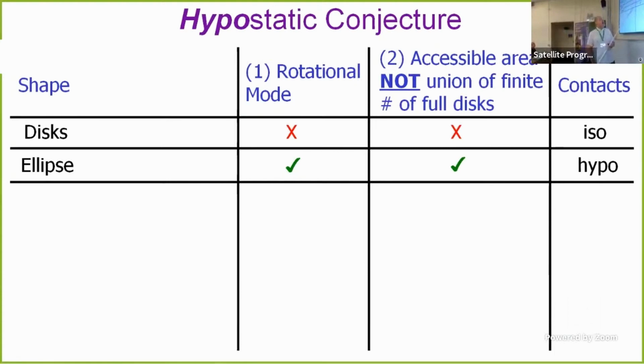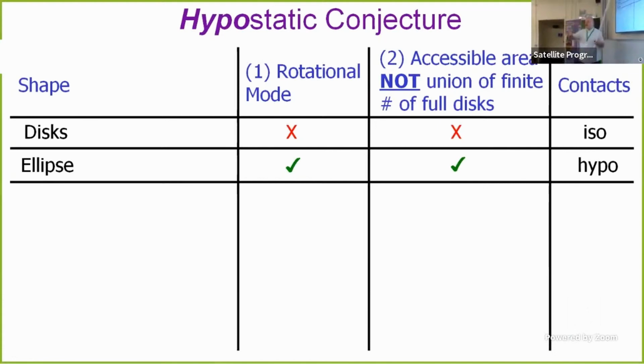The other thing you have to have, and every word here matters, we'll talk about each one, but the basic idea is that you're not a union of circles. If you're not a union of circles, then you can be hypostatic. If you are a union of circles, you will be isostatic. So the circle breaks both of these and it's isostatic. So that's good, we've got it so far. And this works for ellipses, which we've seen.